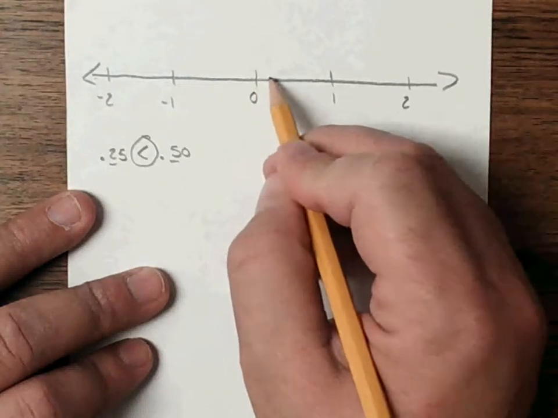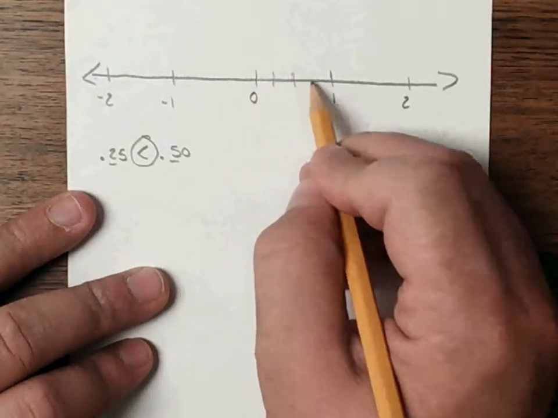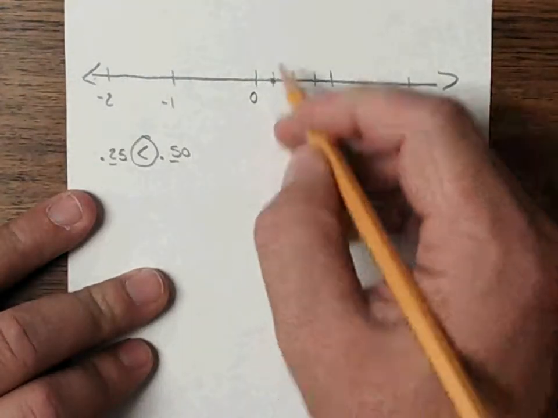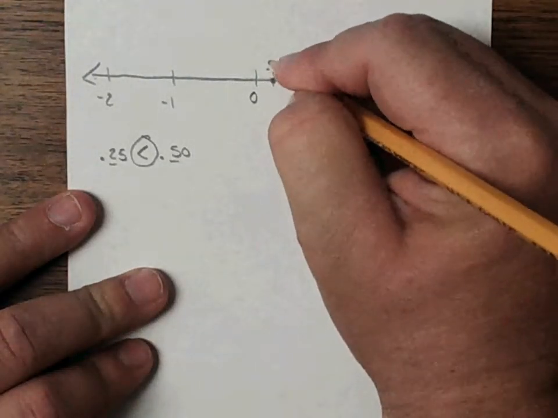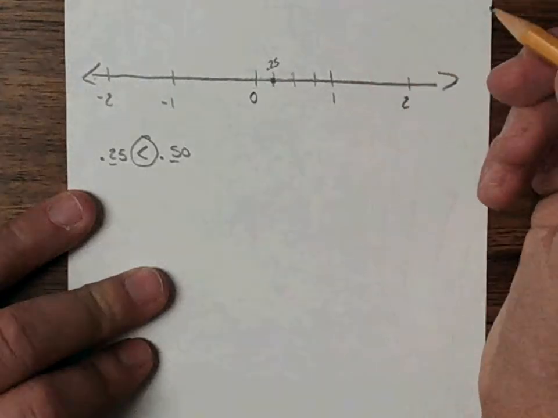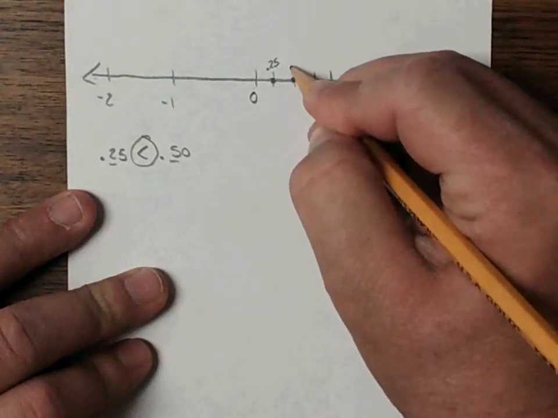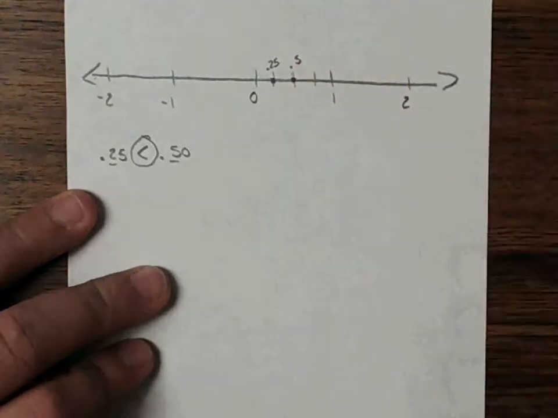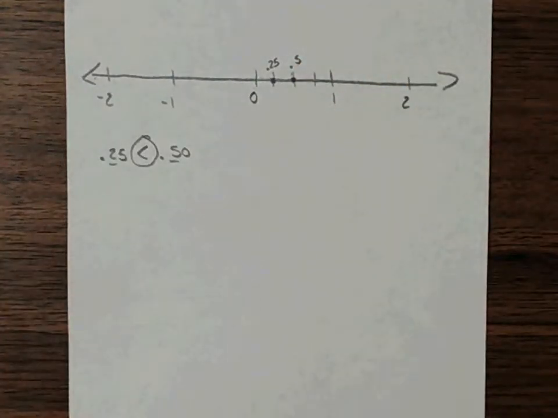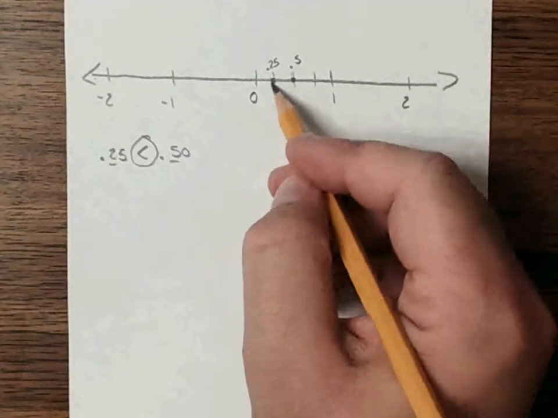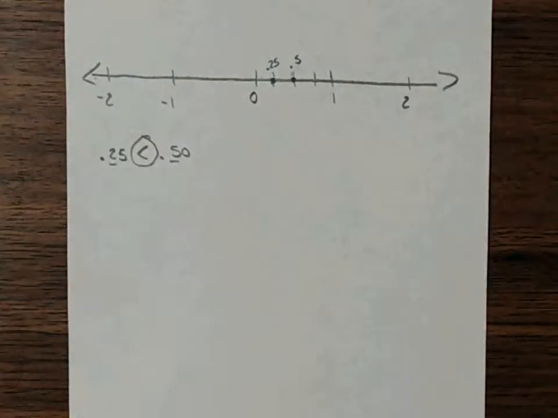0.25 is about a quarter, so if I divide this into 4 pieces, then my 0.25 goes right here. 0.50 is about 1/2, so that's going to go right there. Alright. So 25 hundredths is less than 5 tenths.